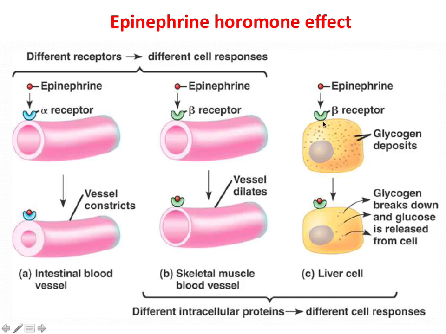Here you can see the glycogen deposits in the liver cell, and they can bind to the receptor, and it can induce the glycogen breakdown. So glycogen is converted into glucose. So here you can see how epinephrine can bind to the different target organs and execute its function.